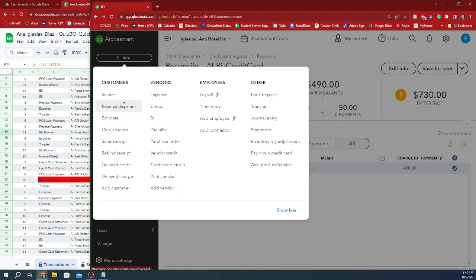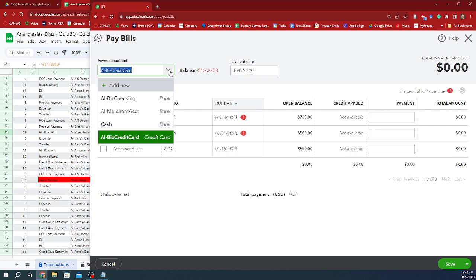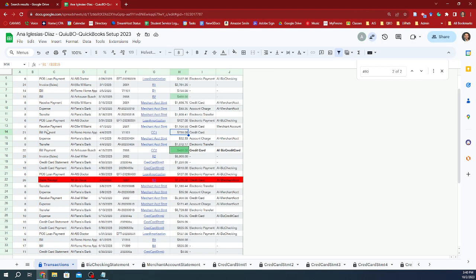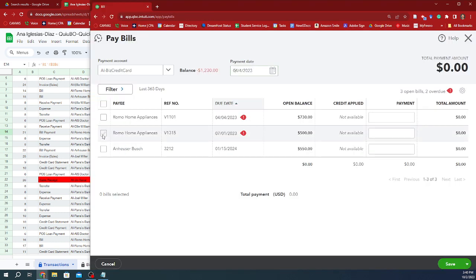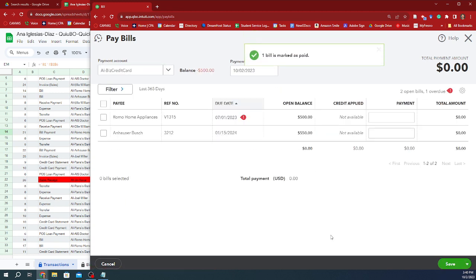New, pay bill, using your credit card. On what date was that? 7/30/2023. And that was for the 7/30, right? Yes? Okay, this shows unpaid. So somehow we got to pay that too.